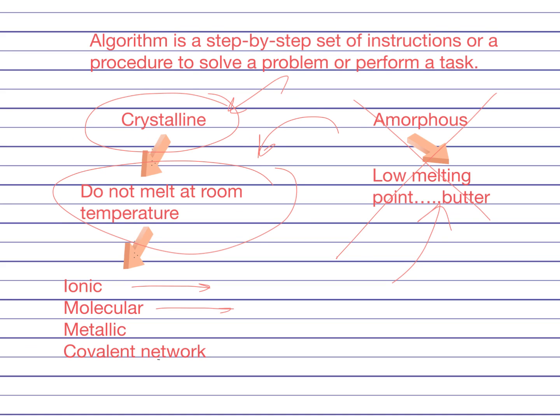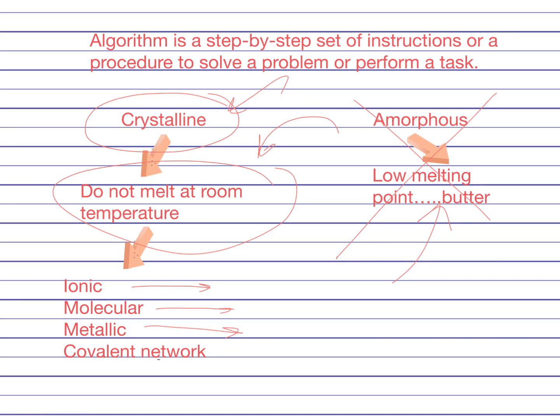We have the molecular ones. Molecular crystalline solids are covalent compounds like sugar. Glucose is an example of a molecular crystalline solid. You learned about that when you were taking biology and physical science as well.